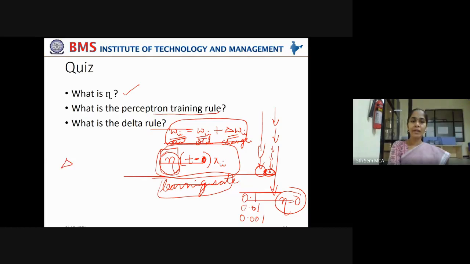And how is delta Wi calculated? It is nu times the prediction error multiplied by the input element xi. That is for each of the values, right? This is calculated for every input value. For x1, W1 is calculated. For x2, W2 is calculated. For x3, W3 is calculated, like that. Okay. Now, what is the delta rule?